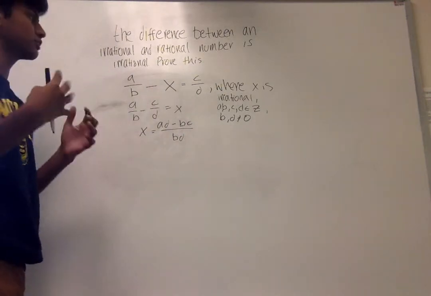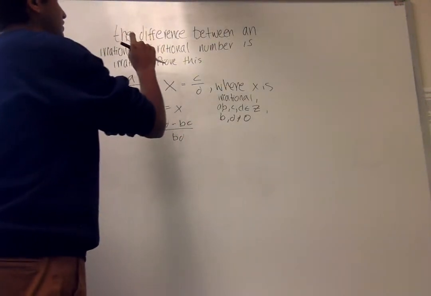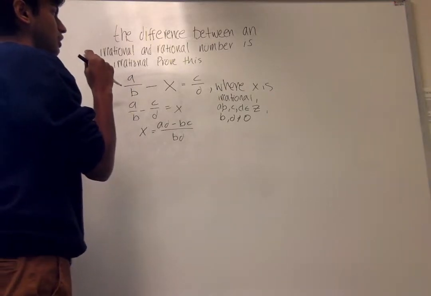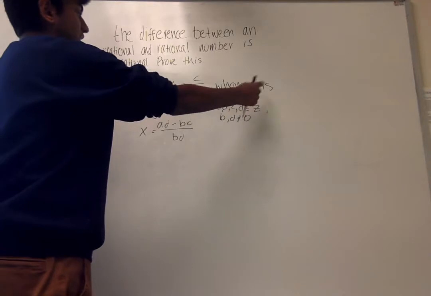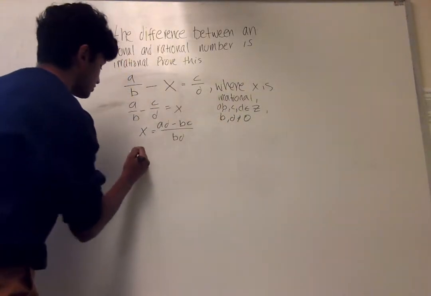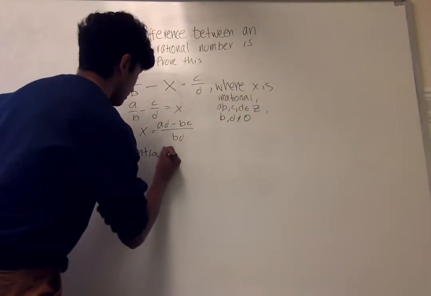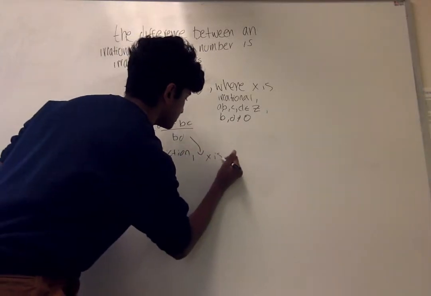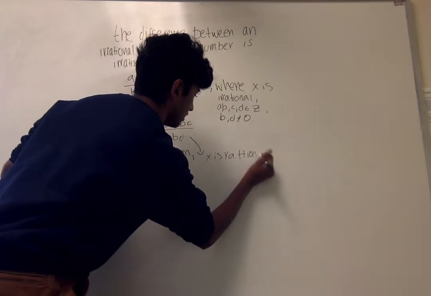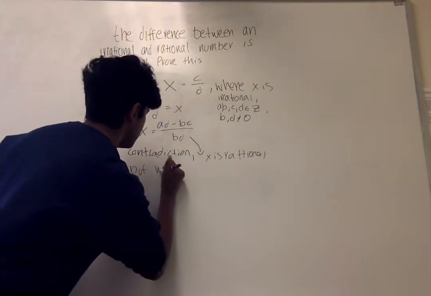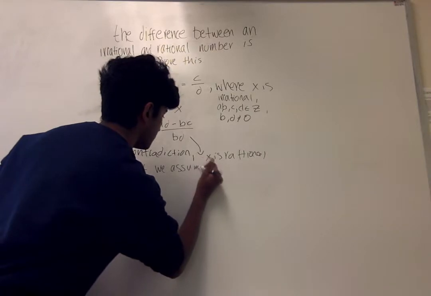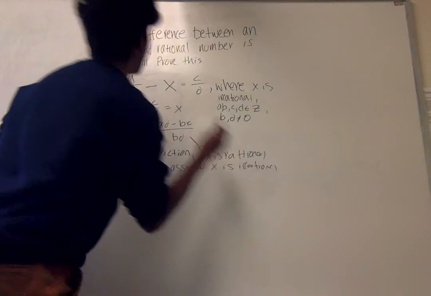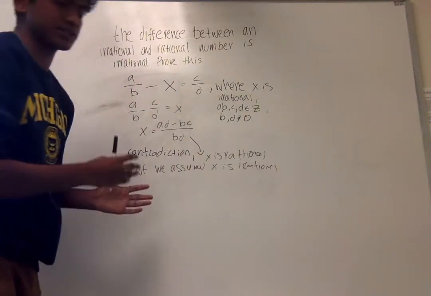And this is where we find our contradiction, because we want to actually prove that this number is irrational. We said over here that x is going to be irrational, right? So this is our contradiction, because this shows that x is rational, but we assumed x is irrational. Therefore, our premise is proven by contradiction, right?